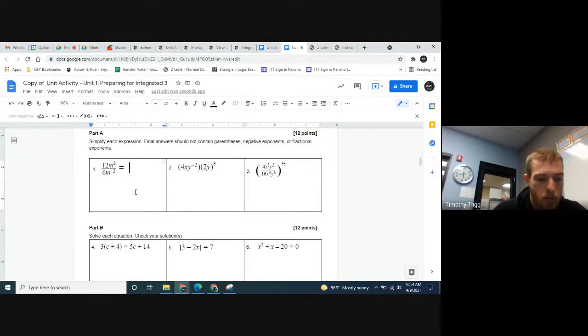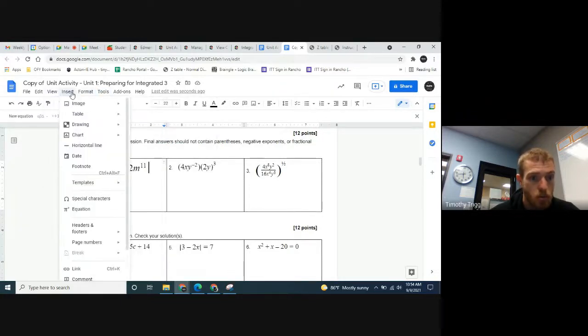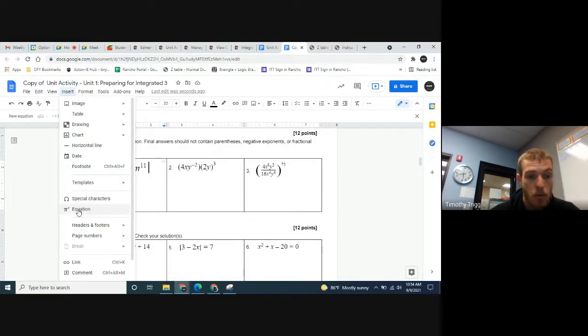So let's see, we'd write 2 and then m to the power of 11. Okay, just like that. You see how that comes out very nice, right? Using that equation editor. And the way I got to that equation editor, I'll show you again. You go to tools. No, it wasn't tools. It was insert. Insert, and then you go to equation.